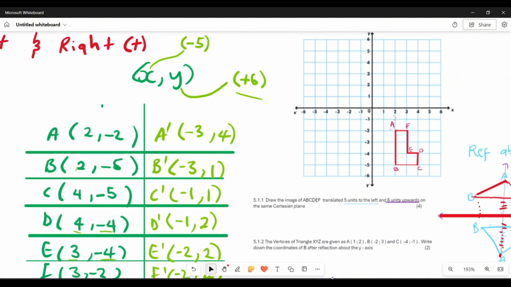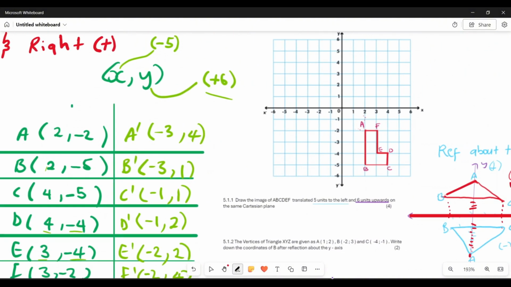So I'm going to plot these points. Starting off with A, my x is at -3, here's my -3, and my y is at 4. Now, if these two were to meet, my point A would be here. So this is my A point, right? Let me also erase those dotted lines so that this could be neat. Now, we're going to do the same for the others, right?